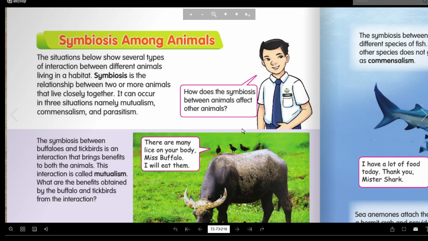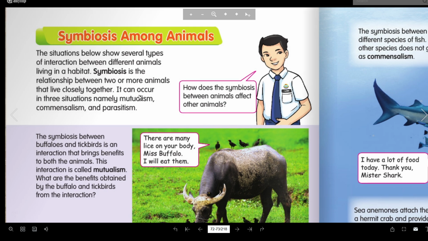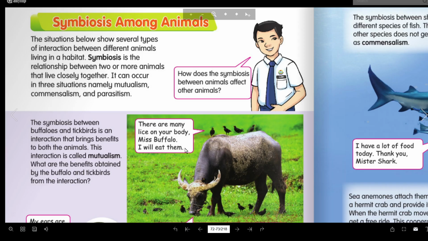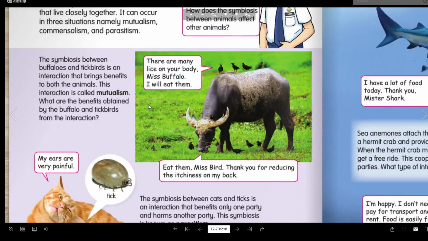So the symbiosis among animals. The situation below is showing several types of interaction between different animals which are living in a habitat. So symbiosis is a relationship between two or more animals which live closely together. It can occur in three situations. It can be mutualism, commensalism, and parasitism. These three are called symbiosis. So basically, let's see them one by one.